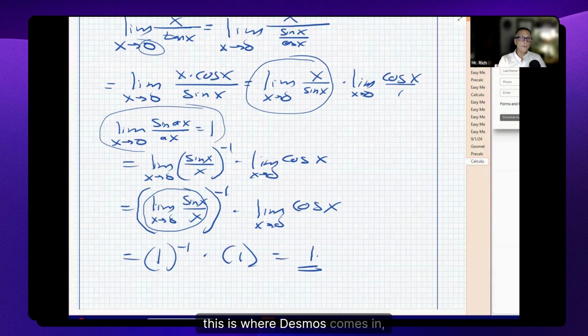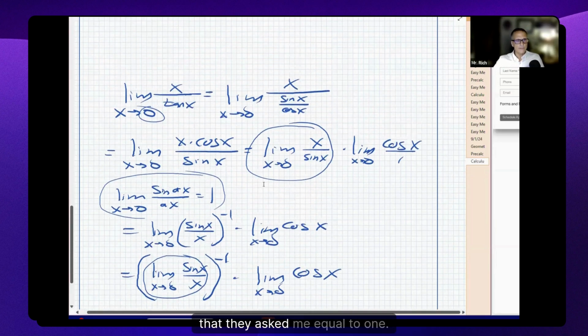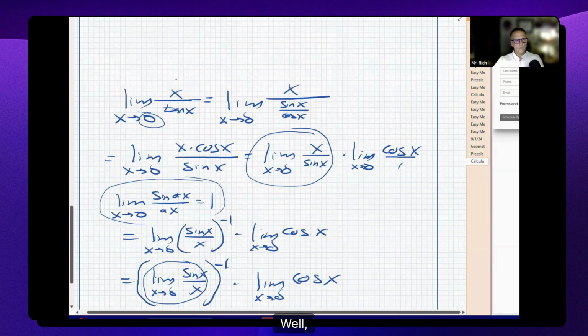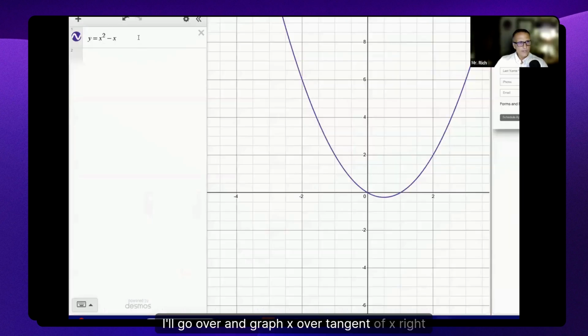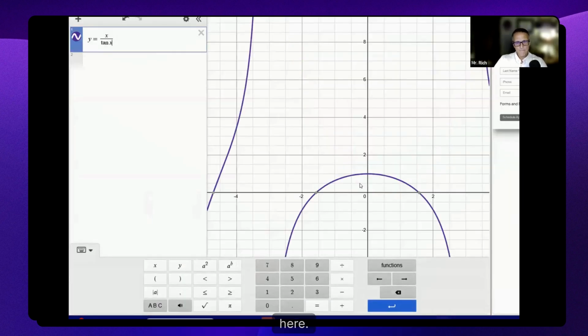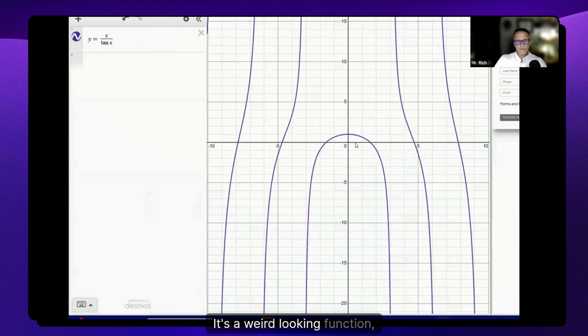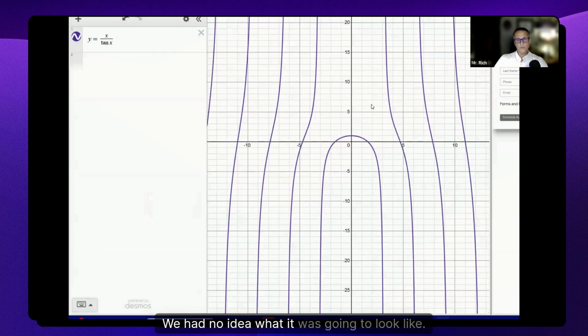Now, this is where Desmos comes in, right? If you're like, you know what, I'm not sure I buy that. I'm not sure that the limit of the original thing that they asked me is equal to 1. Well, I'm going to go graph this function and see what its limit is graphically. I'll go over and graph x over tangent of x right here. Well, it's a weird looking function, right? We had no idea what it was going to look like. Apparently, that's what it looks like.